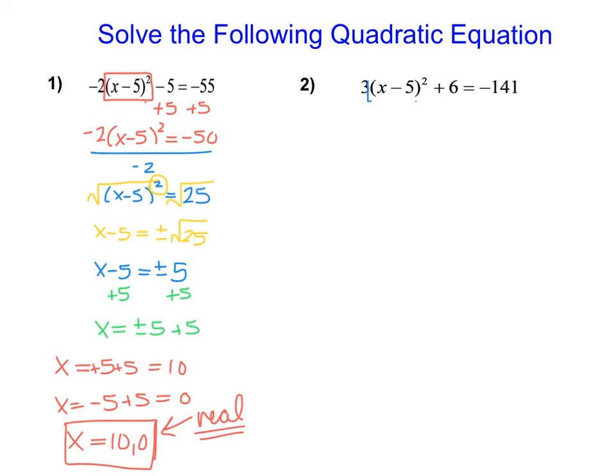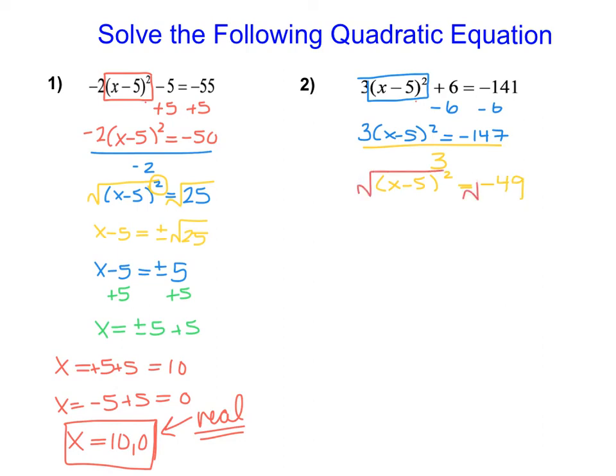So again, I'm going to get this squared piece by itself. So I subtract 6 from each side, so I end up with 3 times the quantity of x minus 5 quantity squared is equal to negative 147. I then divide both sides by 3 and end up with x minus 5 quantity squared is equal to a negative 49.